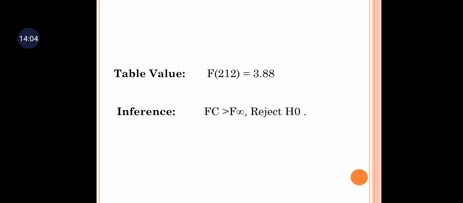This is very important in this inference. H0 is rejected, our null hypothesis is rejected. Otherwise, there is some difference between these varieties of seeds.